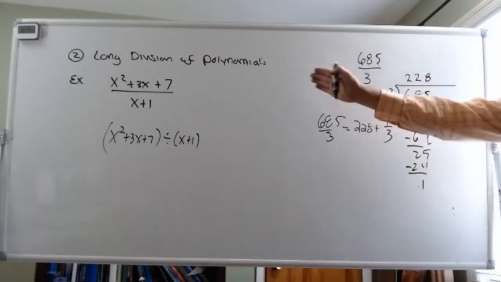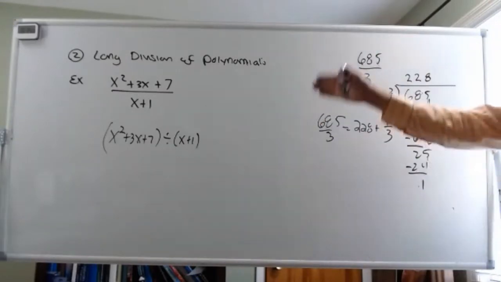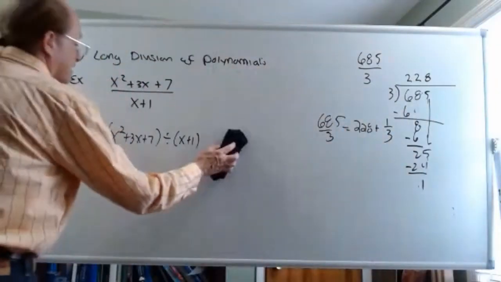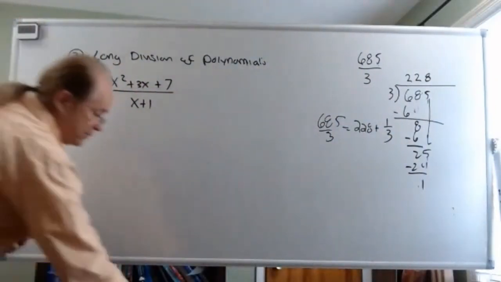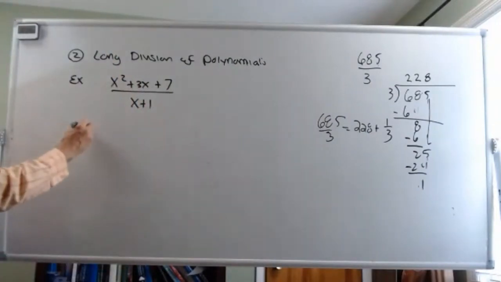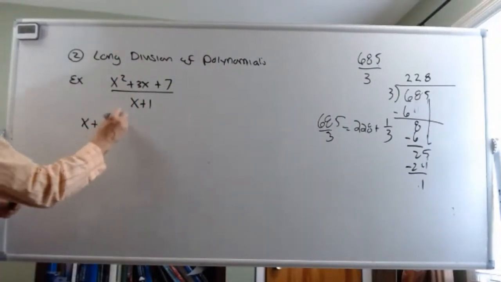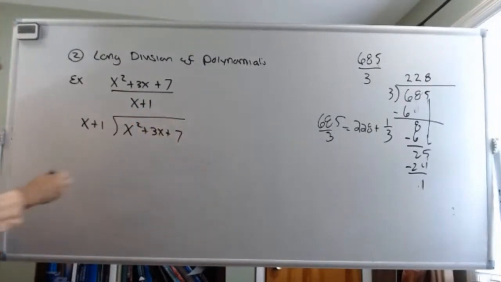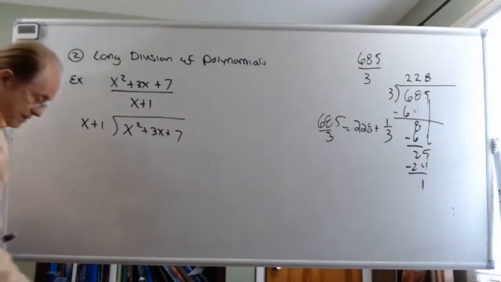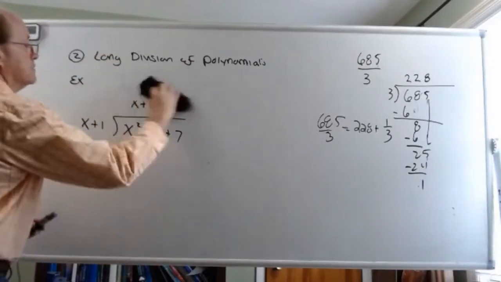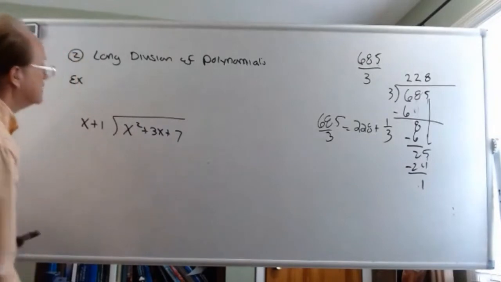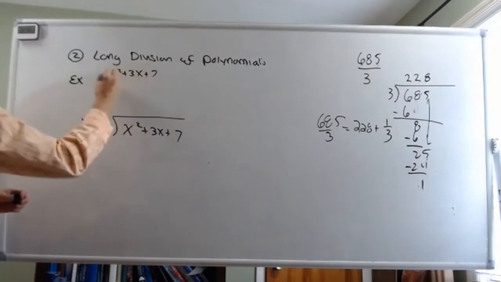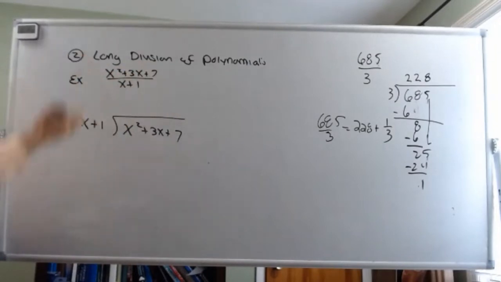Well, we're going to mimic the same long division of numbers with polynomials over here. So let's see how we're going to do that. So let's set this up as a long division type of problem. So I get my x plus 1 going into x squared plus 3x plus 7. Okay, so let me get rid of this. I'll put this one a little bit higher. x squared plus 3x plus 7 over x plus 1. I don't want to mix everything.